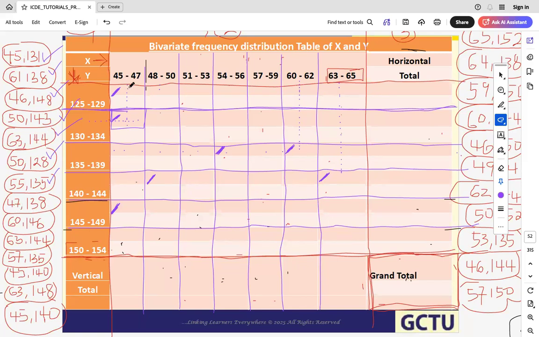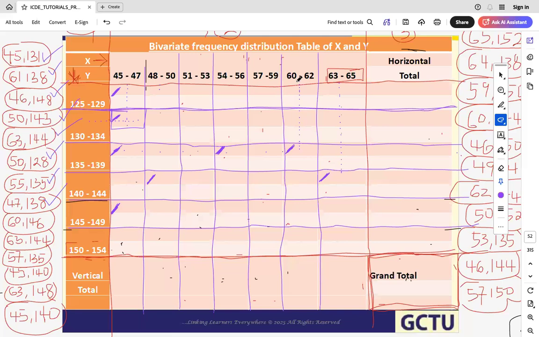Then we move to 47 against 138. 47 is in first column. We move looking for 138, and this is 138. So this also becomes our first tally in this box. That is also done. Then we move to 60, 146. 60 is the last but one column.